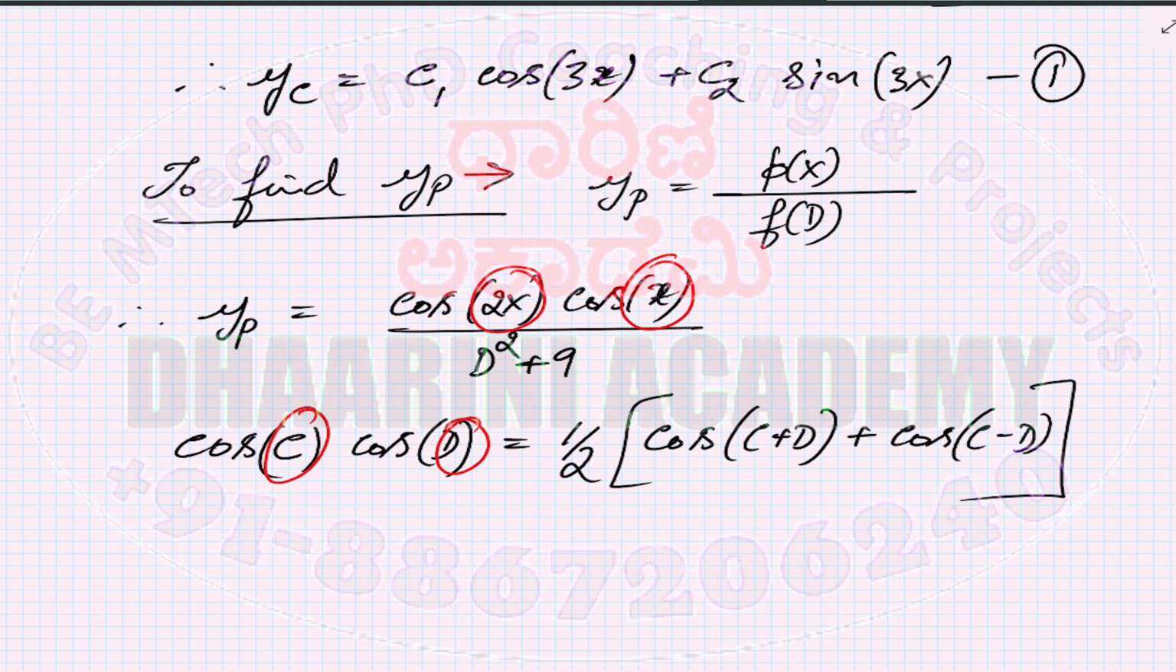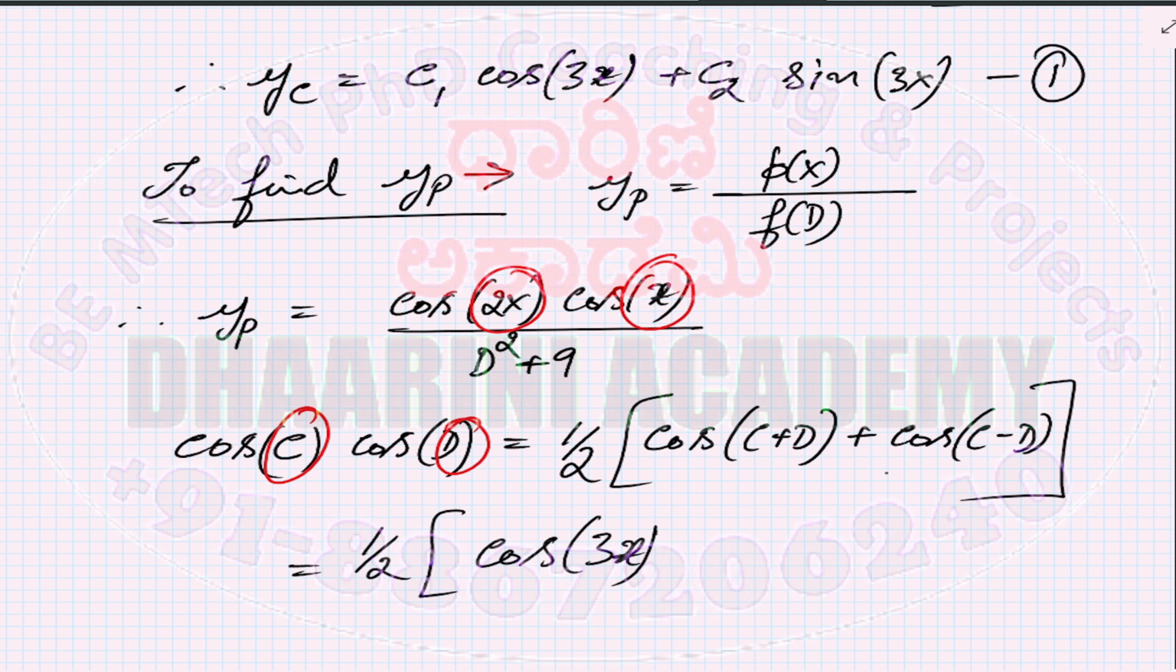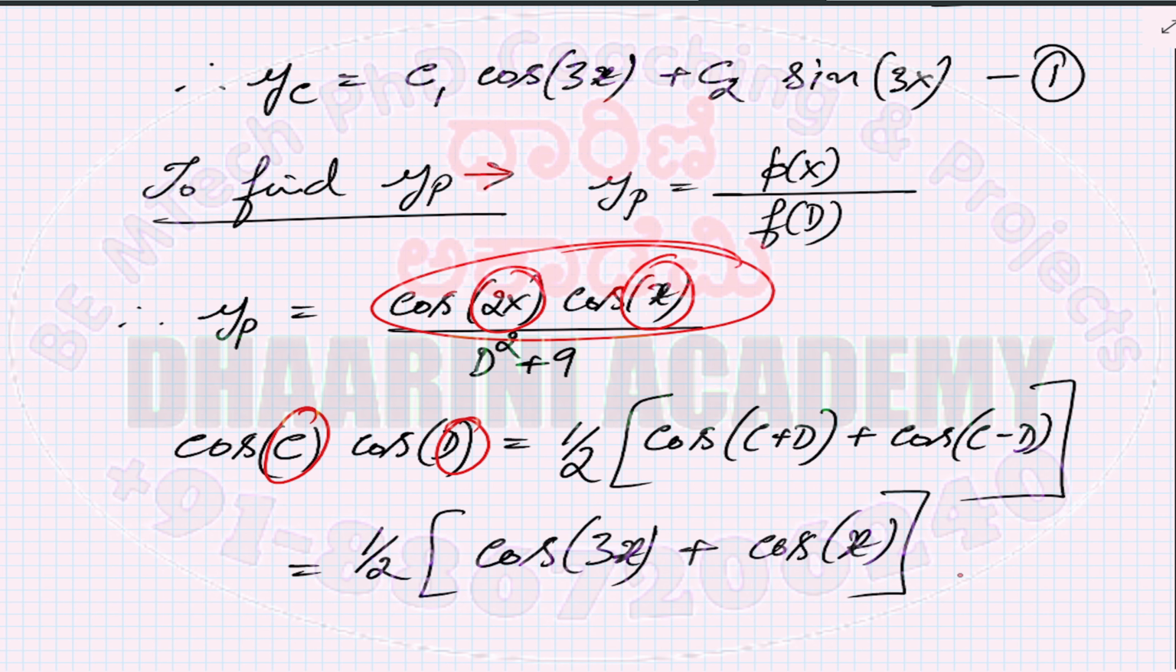So what I'm going to do here is substitute. Instead of cos c cos d, I can write half into cos of c plus d, 2x plus x is 3x, plus cos of c minus d, and c minus d is 2x minus x, which is simply x, cos of x. So the whole numerator, which was a product in the previous case, is actually converted into a sum now. I don't have a problem with this. This is good for me. Okay, so I'll show you how.